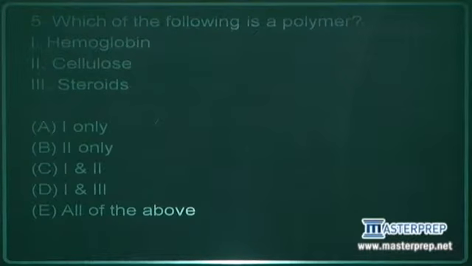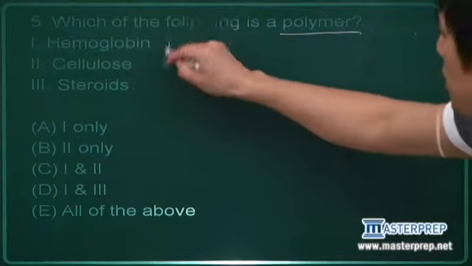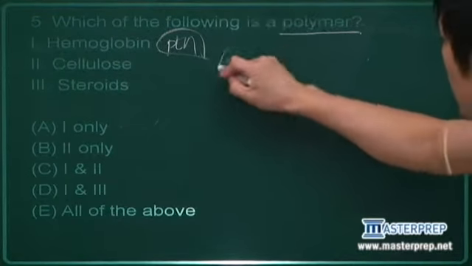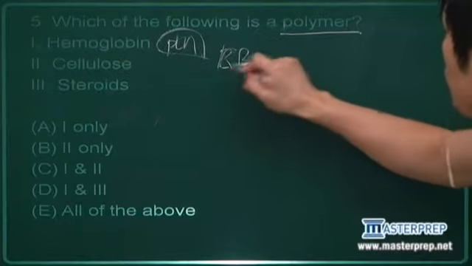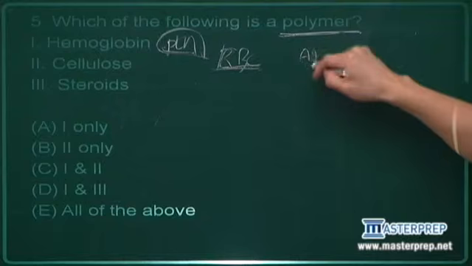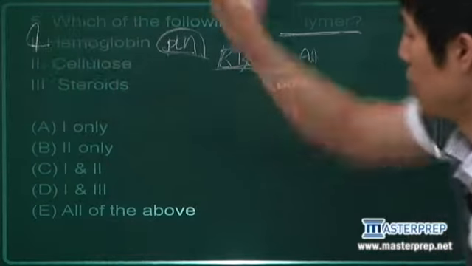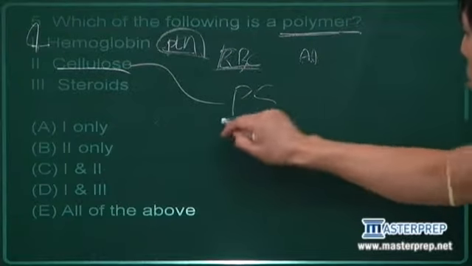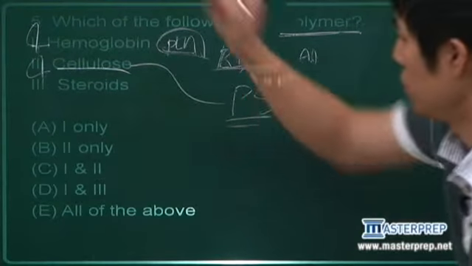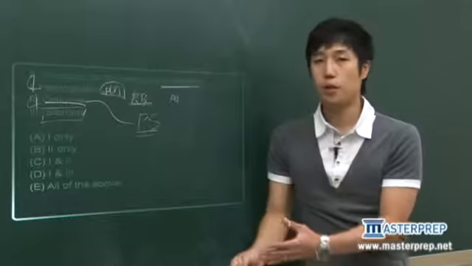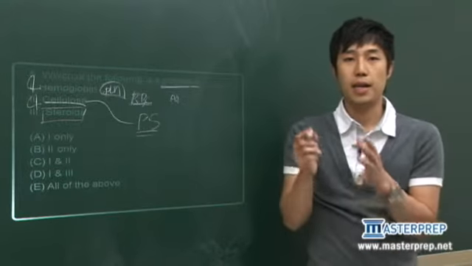Okay, 5. Which of the following is a polymer? 1. Hemoglobin. What is it? This is a protein that can be found within red blood cells or erythrocytes, right? So protein is obviously a polymer of what? Amino acid. So 1 is right. And cellulose, we know this is a polysaccharide, right? So 2 also. But steroids, what is it? Steroid is just one kind of lipid, right?